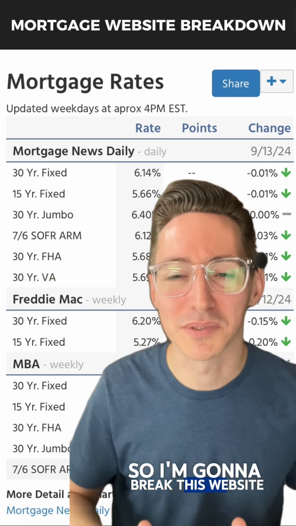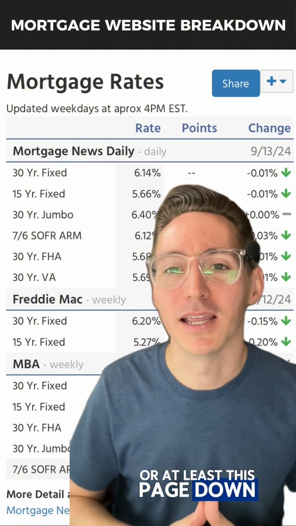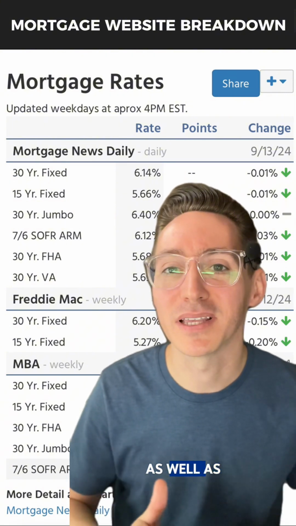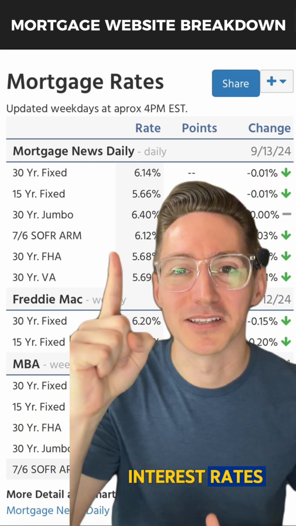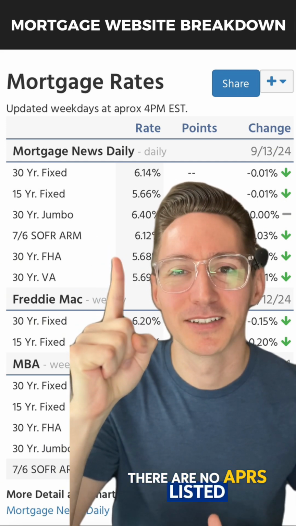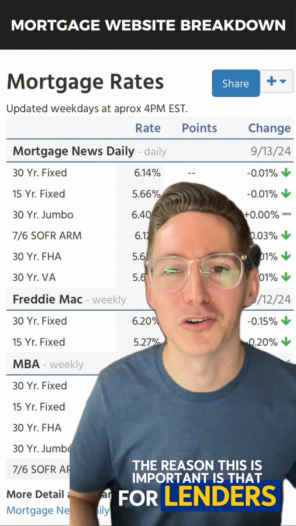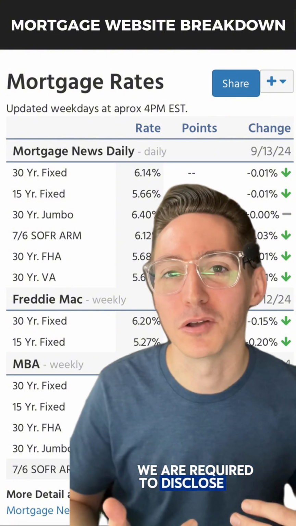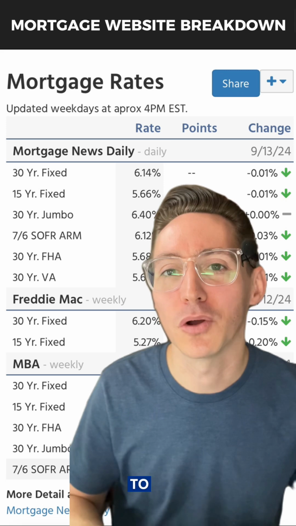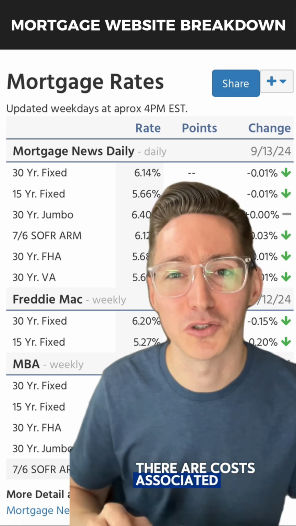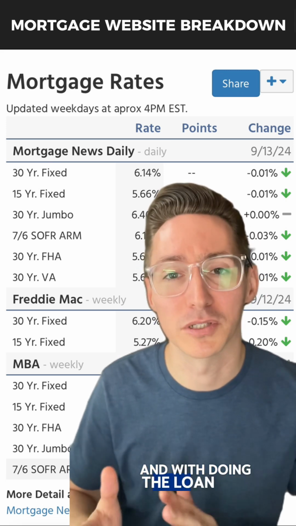So I'm going to break this website down, or at least this page down, and talk about the things that you're seeing, as well as the things maybe you're not seeing. So the first thing is, you notice there are interest rates listed, but there are no APRs listed. The reason this is important is that for lenders, we are required to disclose not just interest rates, but also the APR in any advertisement we do, to showcase that there are costs associated with that rate and with doing the loan as a whole.